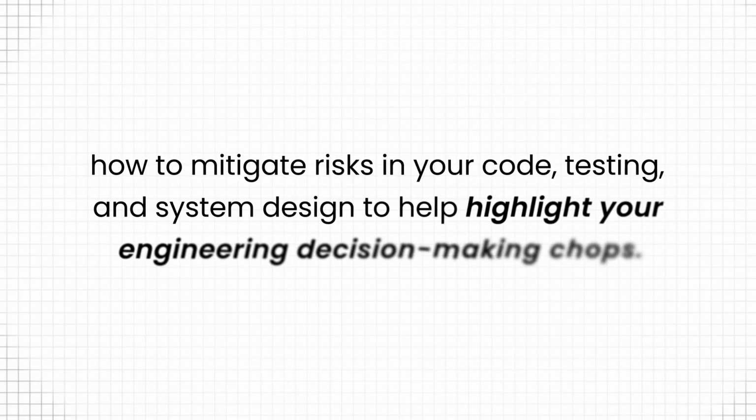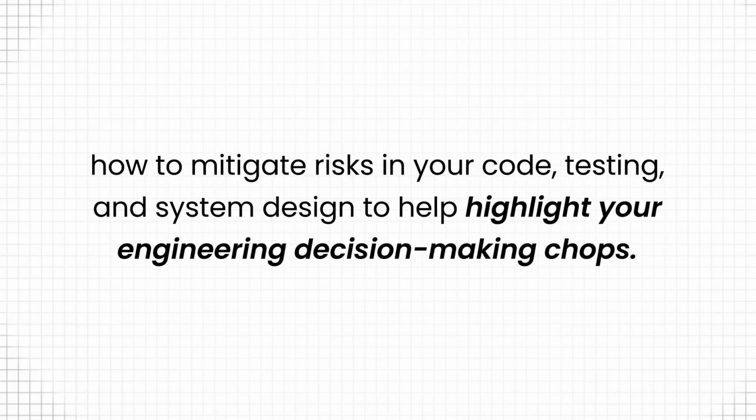Our work is often about removing the possibility of human error. This is a class of problem that students simply never really have to face when building projects for learning. If you're an aspiring software engineer looking to build strong portfolio projects, be sure to do the thought exercise of how to mitigate risks in your code, testing, and system design to help highlight your engineering decision-making chops. I promise, this level of thinking and foresight will come in handy in your interviews and on the job.